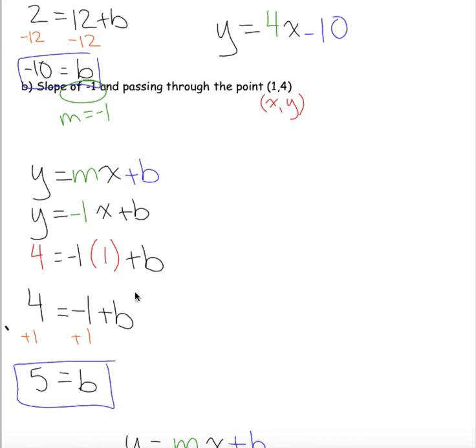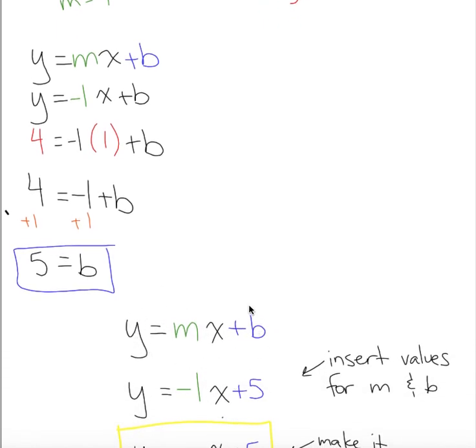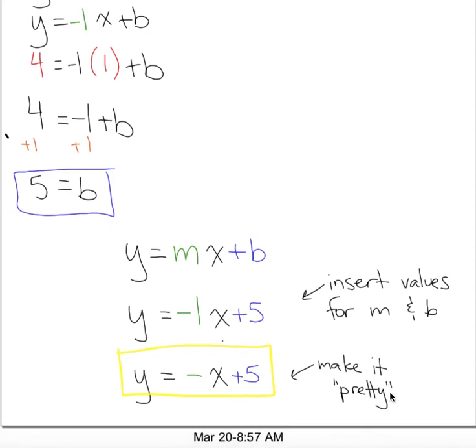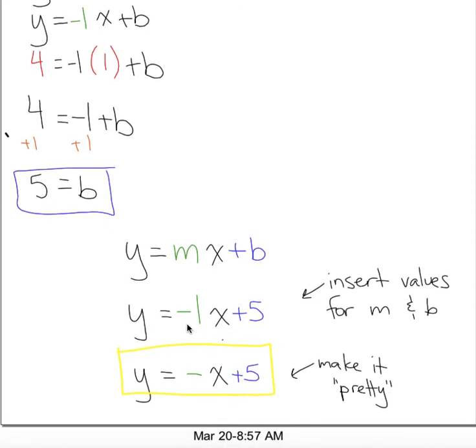So to get b alone, we now need to get rid of the negative 1 here. To get rid of the negative 1, we have to add 1 to both sides, because whatever we do to one side, we have to do to the other. So when we add 1 on this side to get b alone, we add 1 on the other side, which gives us 5 equals b. So we now take our slope and our y-intercept and plug them into our equation. So we insert the values for m and b, which gives us y equals negative 1x plus 5.